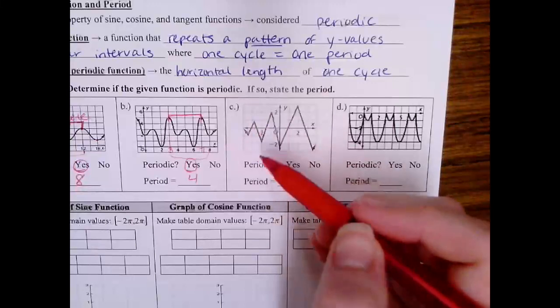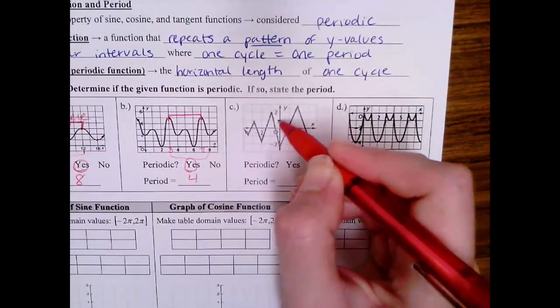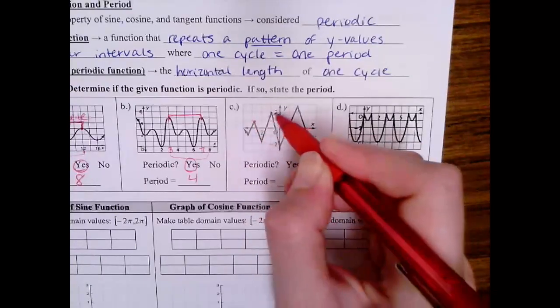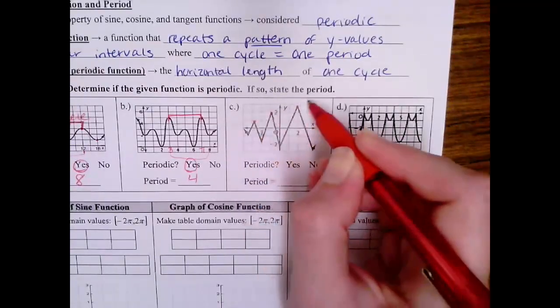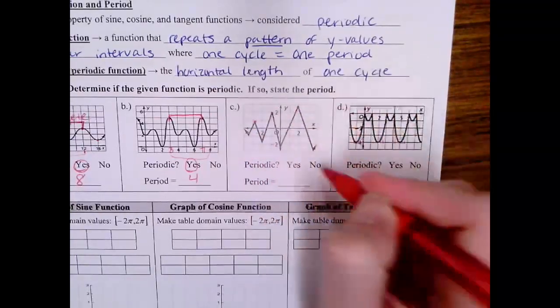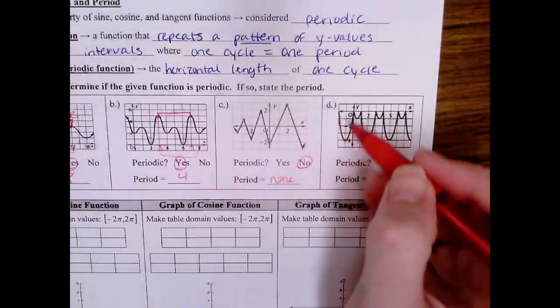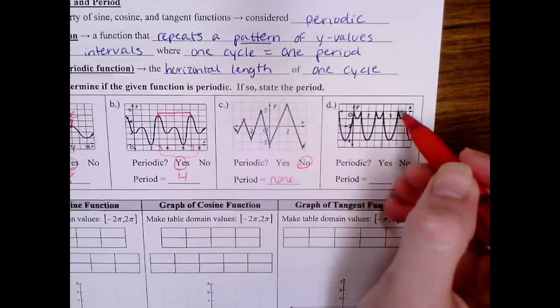Now, this one is not periodic because from crest to crest, it's not repeating the y value. This is at 1, this is at 2, this is at 3. So I'm not repeating y here. Okay, and it kind of looks like a staircase versus repetition. So this is not periodic. There's no period. Last one, again, kind of funky, but is it repeating a pattern?